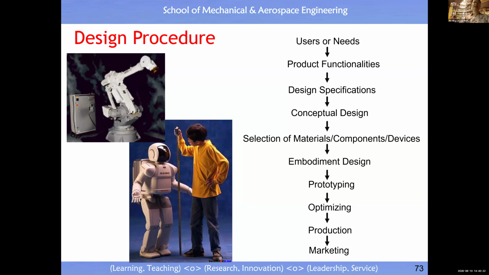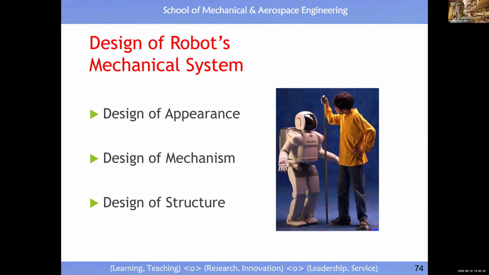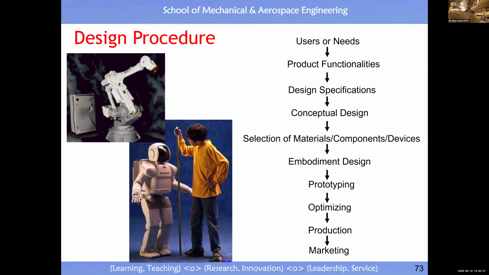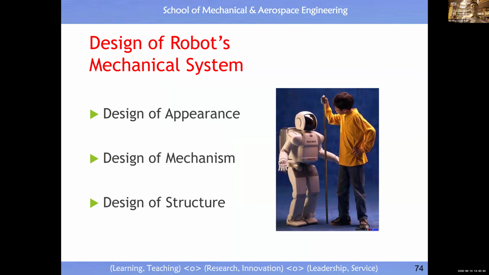Once you have the best design solution, you come out with the detailed design and the detailed part joining, etc. So these are the procedures for you to follow. On top of that, if you want to design a mechanic system, what should be the key considerations? You must pay attention to design tasks such as design of appearance, design of a mechanism, design of a structure. For industrial robots, appearance is not important, but for service robots, appearance is very important.